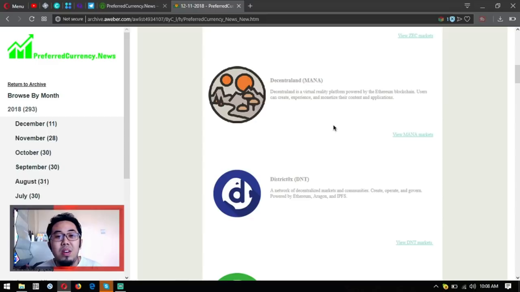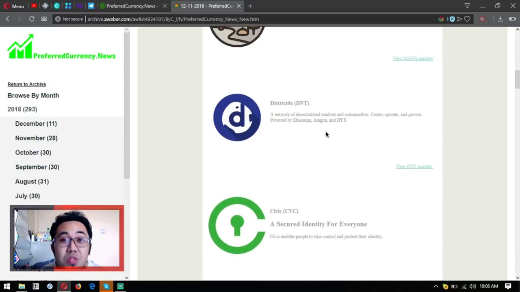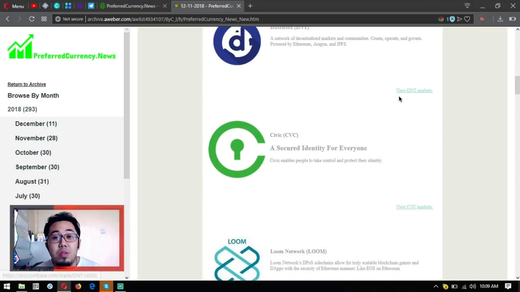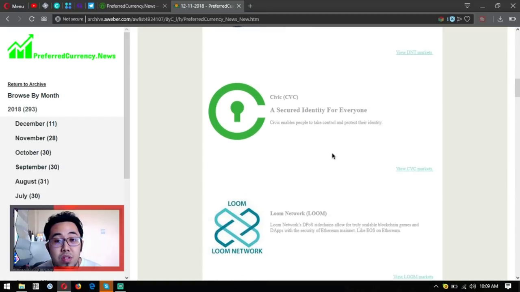Okay, so Decentraland, you can buy a lot there. It's very realistic, just like the other world in the virtual space. Okay, so District 0x, DNC, a network of decentralized markets and communities, create, operate, and govern, powered by Ethereum, Aragon, and IPFS. There's also a link here that will redirect you to the Coinbase Pro Exchange of District 0x. And of course, Civic and Loom Network.